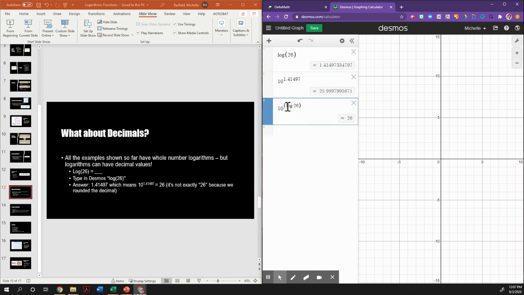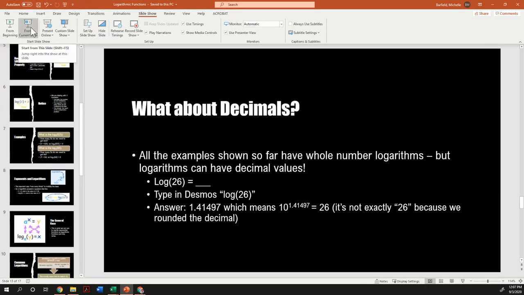If I type in a rounded exponent, I get a rounded answer. But if I type in the exact decimal value, which is log 26, and I put it as the exponent, I'll get my answer of 26. So that's just how it comes full circle. So just know decimals are okay.